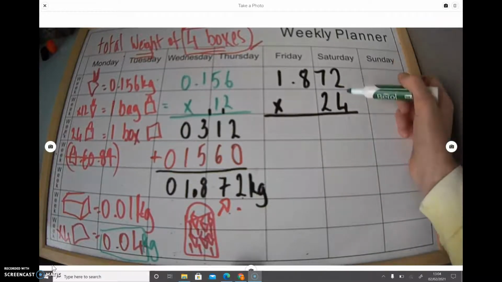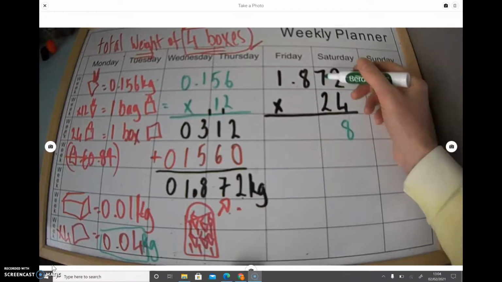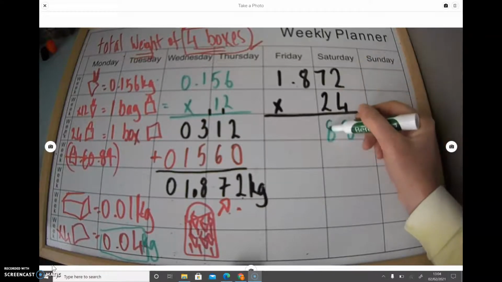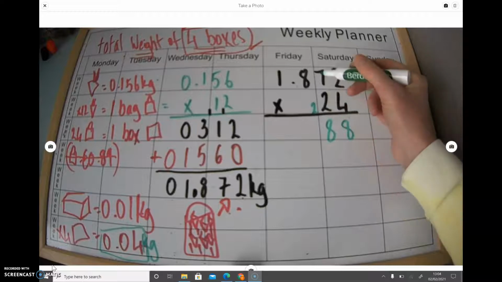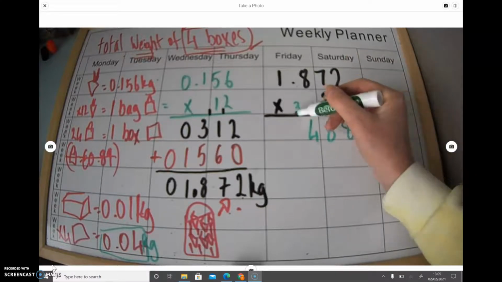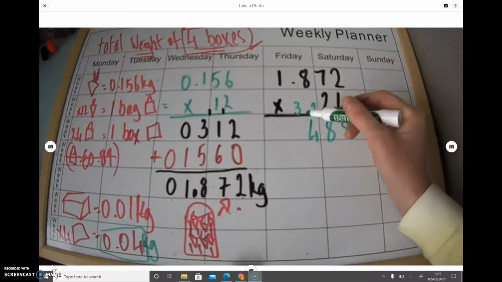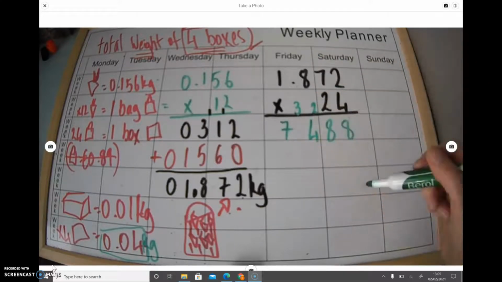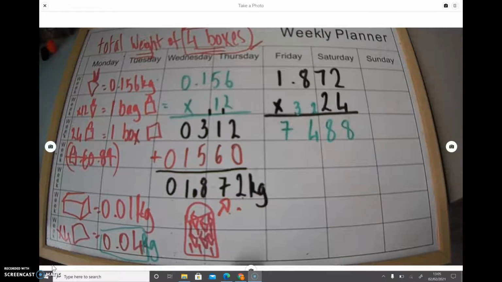4 times 2 is 8. 4 times 7 is 28. Put down my 8 and carry my 2. 4 times 8 is 32, plus 2 is 34. 4 times 1 is 4, plus 3 is 7. Then I'll put down my 0.